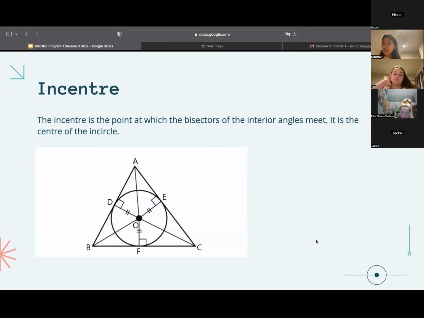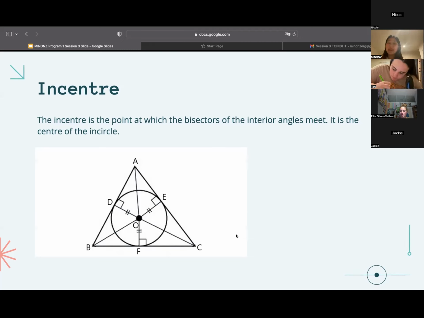Is G the center of both triangles or just the medial triangle? G is actually the centroid specifically. It's the centroid of both triangles. Yeah. Awesome.